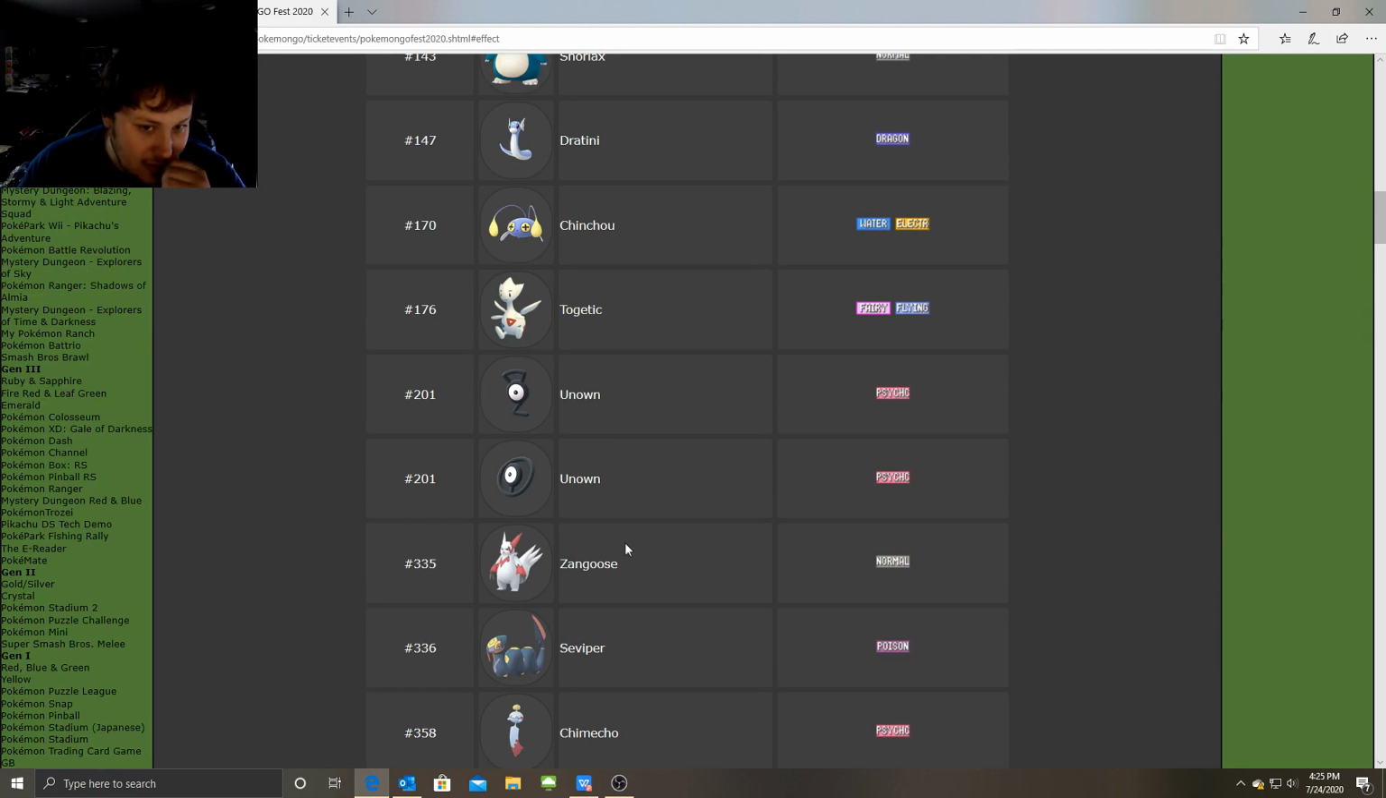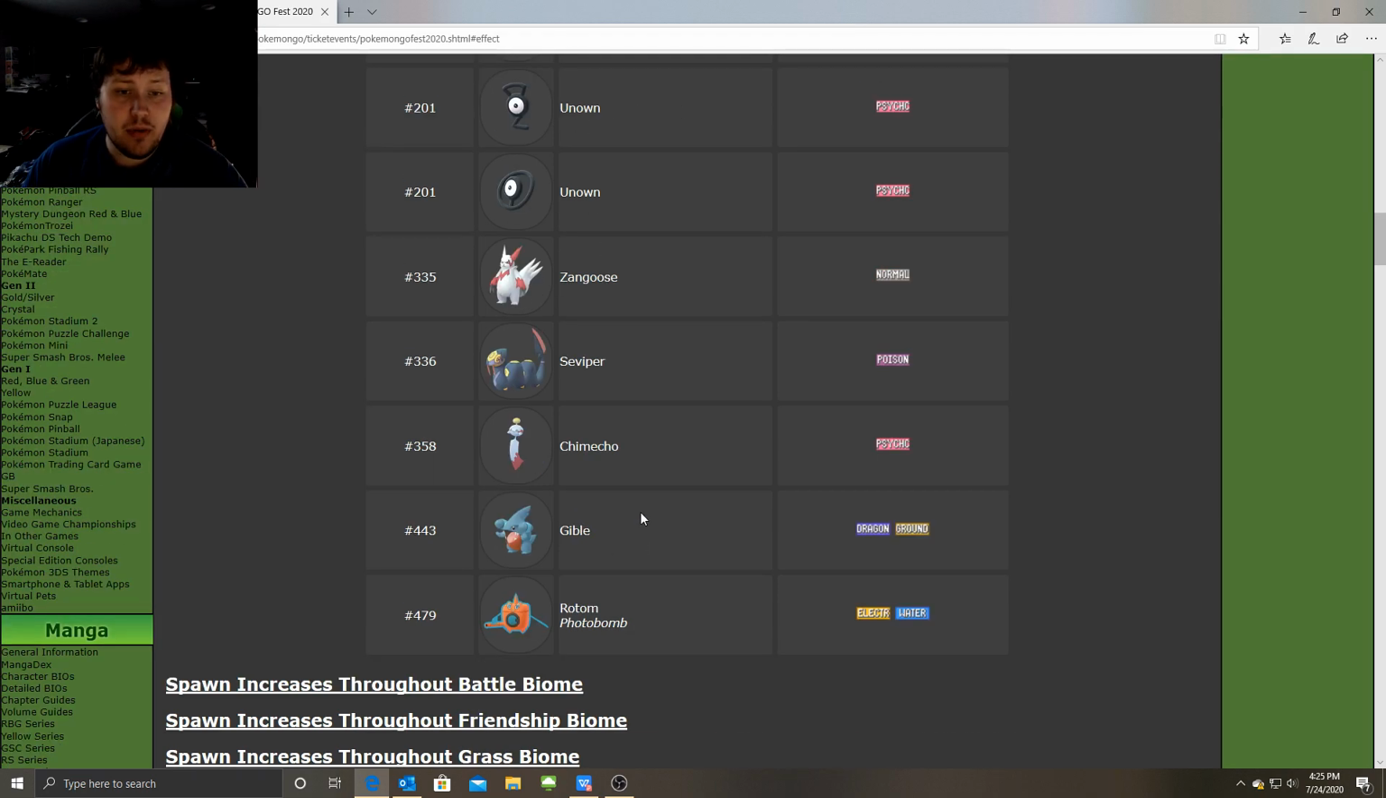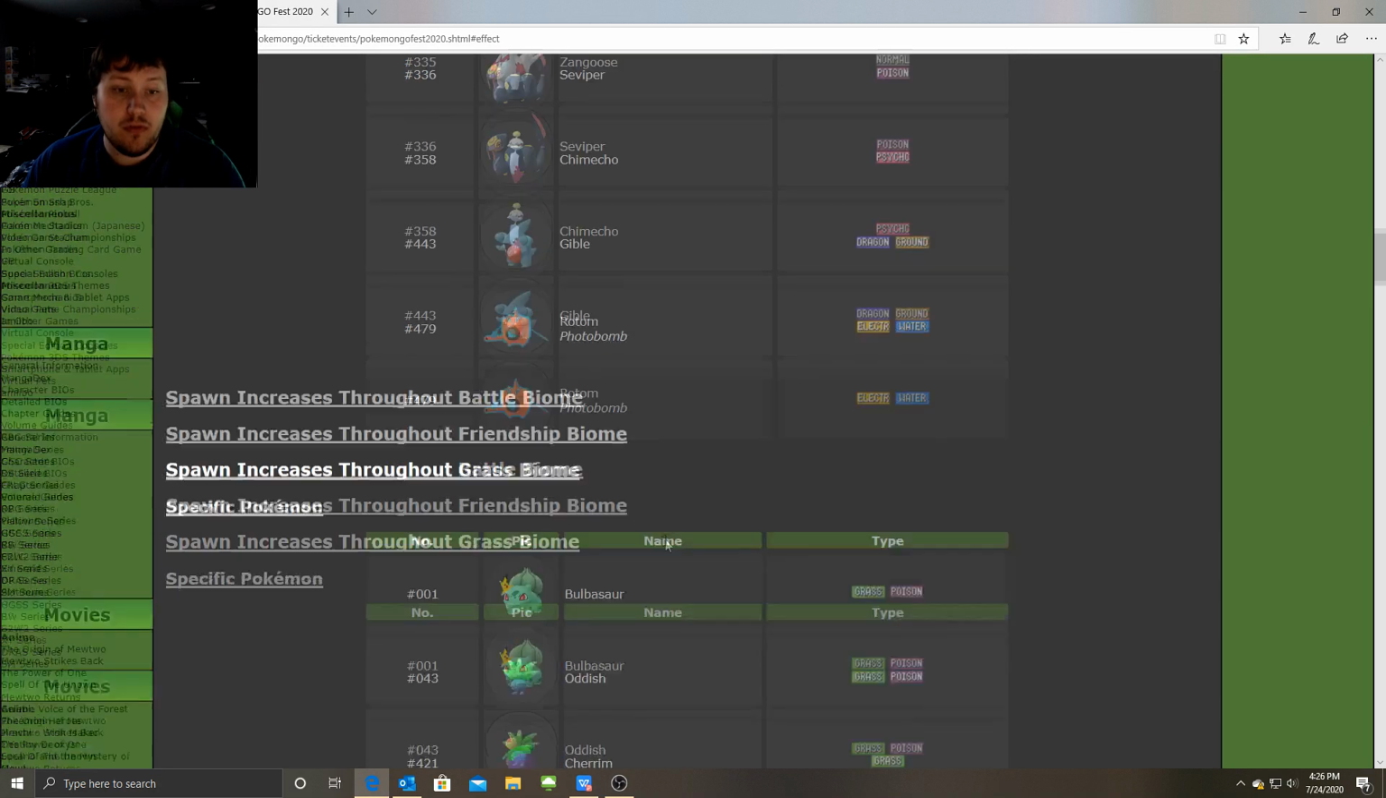Yes, you heard that right. Zangoose and Seviper, obviously Shiny chances. Chimecho is going to be for those. They can still catch that, and same with Togetic if you don't have a ticket. Gible is spawning, of course, Shiny chance. And Rotom, just the washing machine version, is photobombing right now, so that's pretty cool for ticket holders.